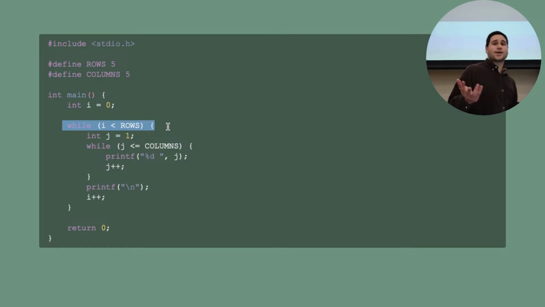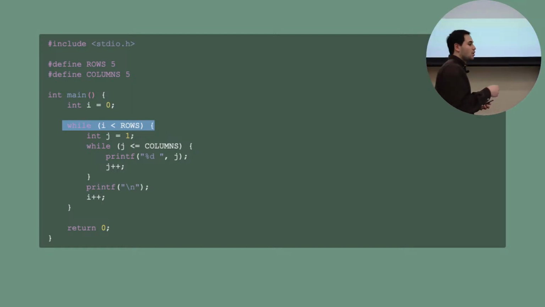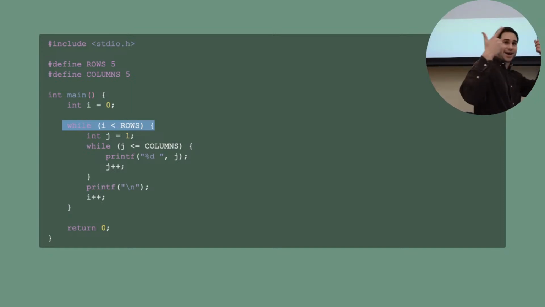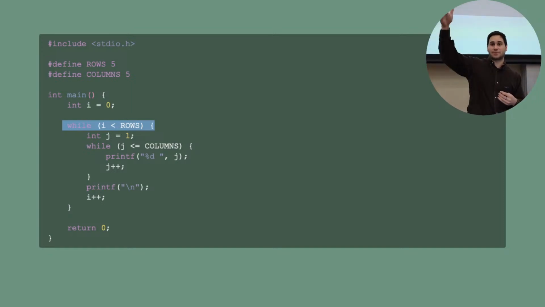Then we start our first while loop. And this is, again, really standard, typical stuff. While our counter is less than the number that we're counting to.